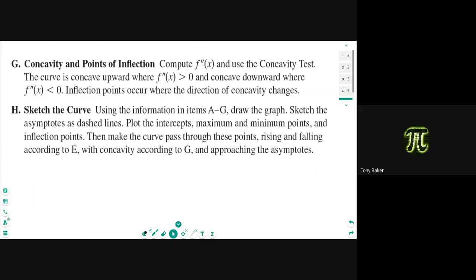And concave downward is where the second derivative is negative. The inflection points are the critical numbers in those spaces. So that's where the direction changes. So you find your critical numbers, look at either side of it. That's where your points of inflection are going to come into play. Using all those, you can actually get a really cool graph of a function.